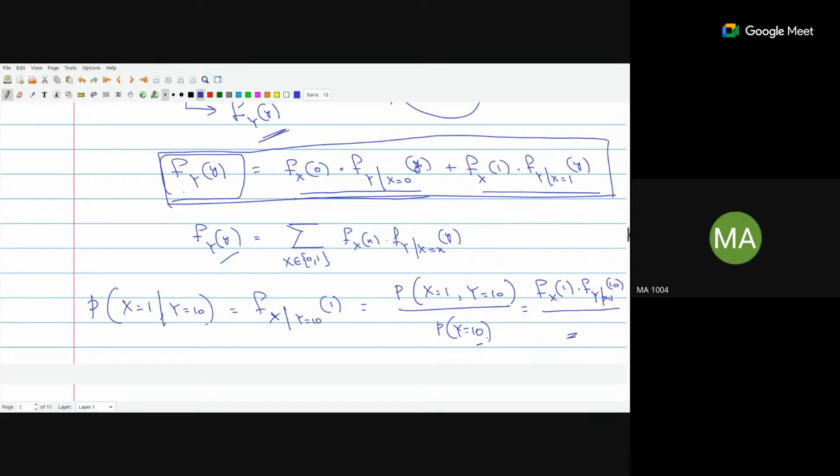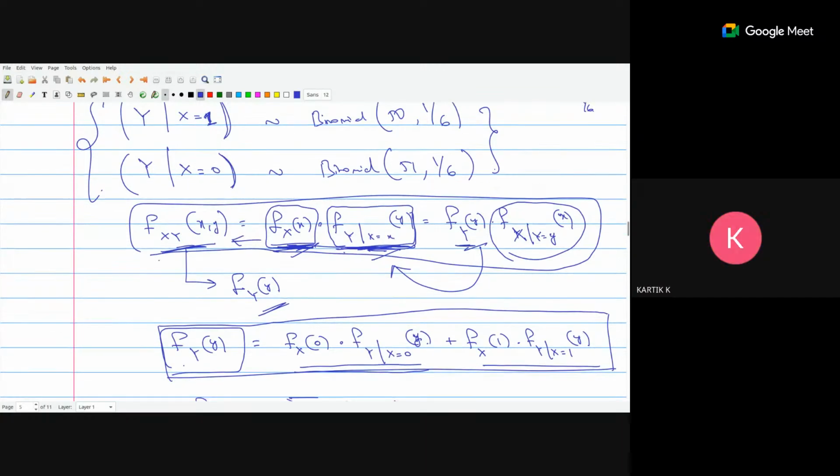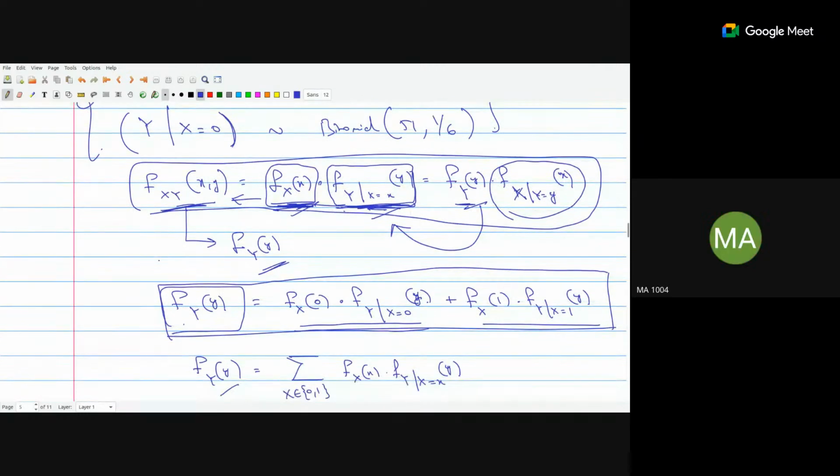So that is why I said this particular connection is very important: writing the joint as a product of the marginal and the conditional. One way, you can write the marginal of x times the conditional. The other way, you can write the marginal of y times the conditional. That is the same as the law of total probability. So you can always correlate with the probability axioms.